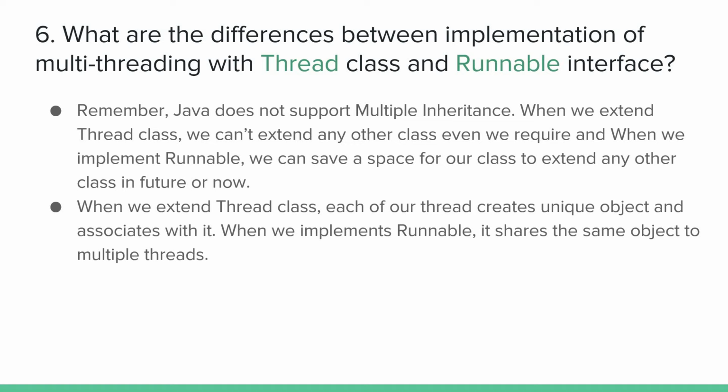When we extend the thread class, each of the thread creates a unique object and associates with it. And when you go ahead with the runnable implementation, it shares the same object to multiple threads. Remember, creation of a unique object every time is with the extension of the thread class option, but when you go ahead with Runnable, it is the same object that is shared with multiple threads. So remember this, these two are very important points.